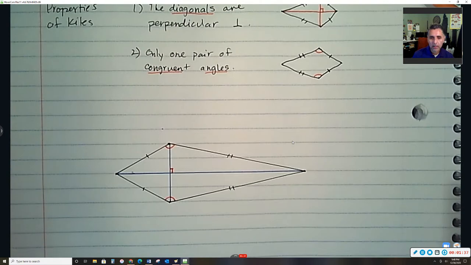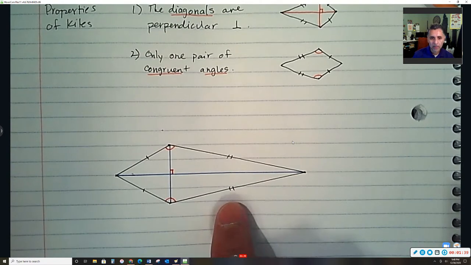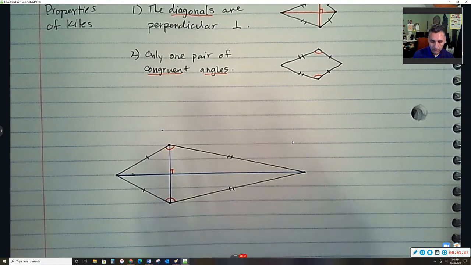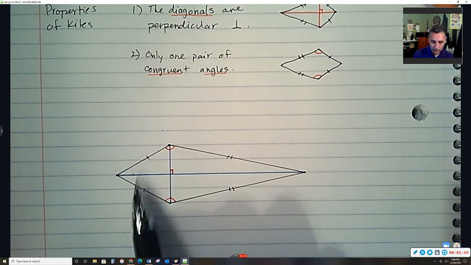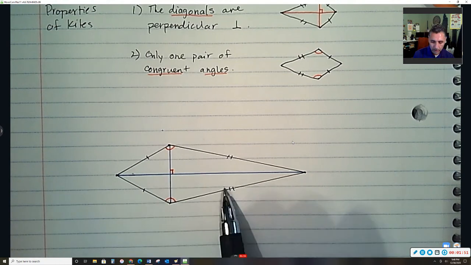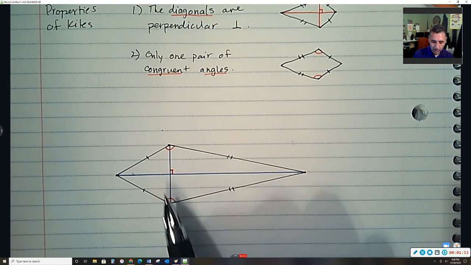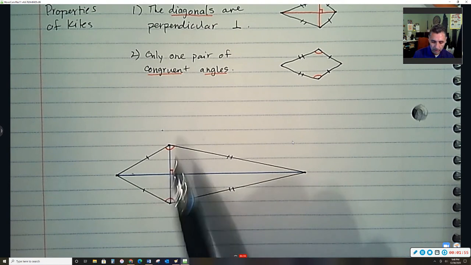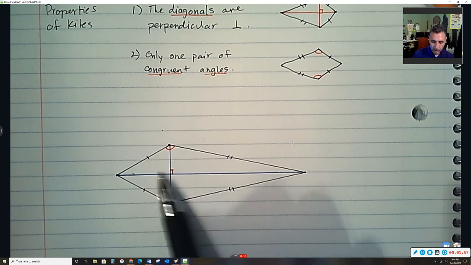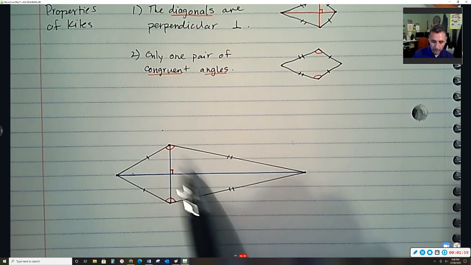And then I just wanted to show you, you don't have to draw this bottom one, but I just wanted to show you what it would look like if you put it all together. Here are the two pairs of congruent sides, right? Here are the opposite angles, or one pair of congruent angles. And then the diagonals are perpendicular.